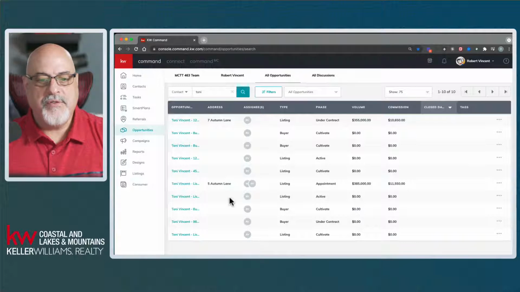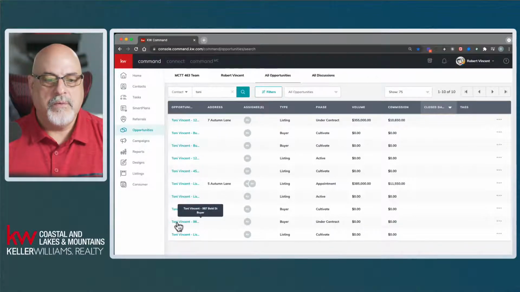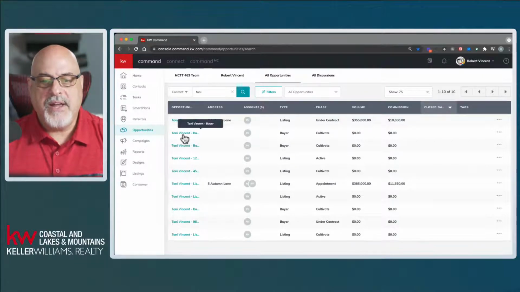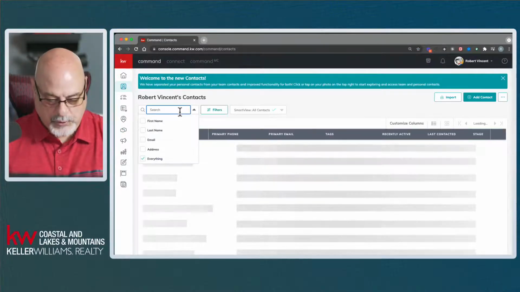But the thing we have to remember here is each of these opportunities that are listed has an address, assignee, type, phase, volume, compensation, and a closed date. That's the only date option we have for sorting this list, sorted up and down by date closed. But in this list of all of these things for Tony, which one is the most recent one? It's not closed, right? I don't know. But if I go to the contact themselves, I'll go over here to contacts, and I'll go to Tony Vincent.